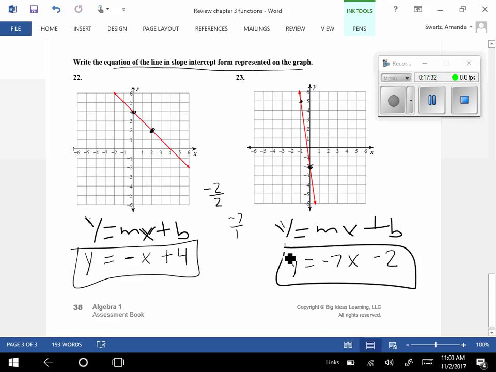And this would be your slope-intercept form. All right, we will continue on in the next video going over the graphing.